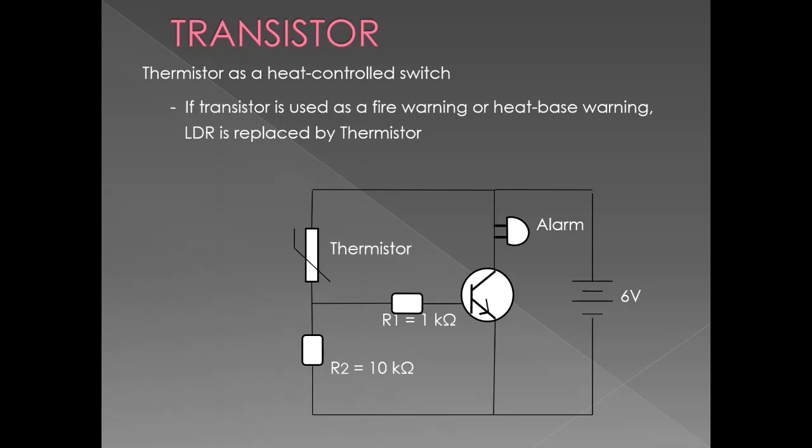Okay, here is the arrangement of the circuit when we want to use the transistor as an automatic switch to alarm us when there's a fire, when there is a change in the temperature in the room. We can set up this circuit to control the air conditioner, to control the fan. When it is very hot, the fan or the air conditioner will automatically turn on. So in order to do that, we have to replace the LDR with the thermistor. Here is the arrangement.